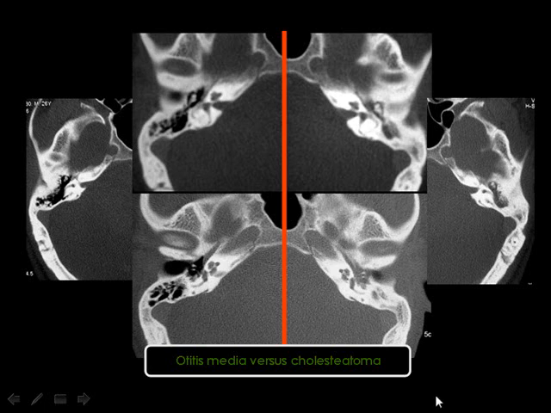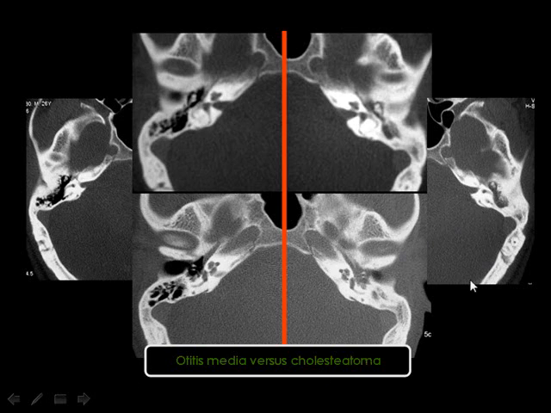Then in order to know whether this opacity is dependent or non-dependent, you should have some air inside the middle ear cavity in order to see the relation of the air to the soft tissue. If you don't have any air inside the middle ear cavity, you cannot reach a conclusive diagnosis. The books say that total opacification of the middle ear cavity is of no diagnostic value. It can happen with otitis media, and it can also happen with cholesteatoma.